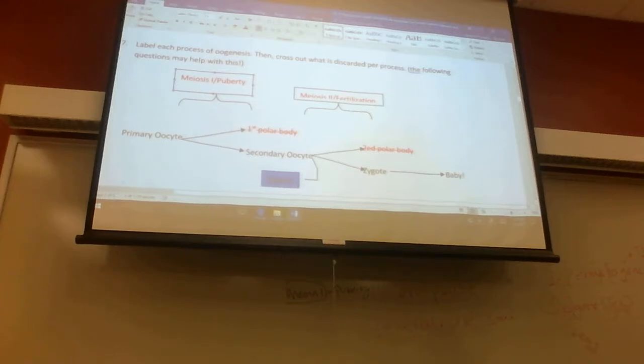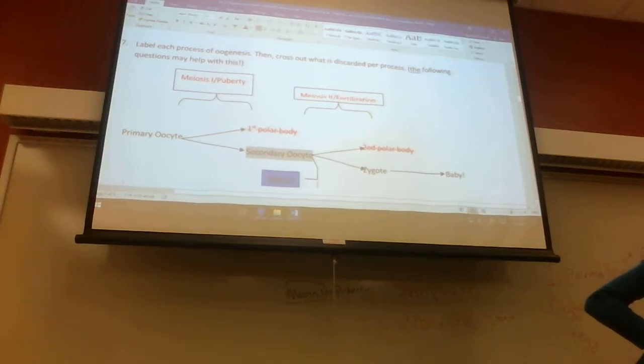During meiosis 1 or puberty, you're going to have a polar body, which is going to be extra genetic material. This has been recycled, so you can cross that off. See, it stops here because nothing happens. Primary oocyte, you go through puberty, you produce a secondary oocyte. Okay, cool. Completion of meiosis 1. The secondary oocyte is sitting in your fallopian tube just waiting to be fertilized. If it's not fertilized, it'll die.